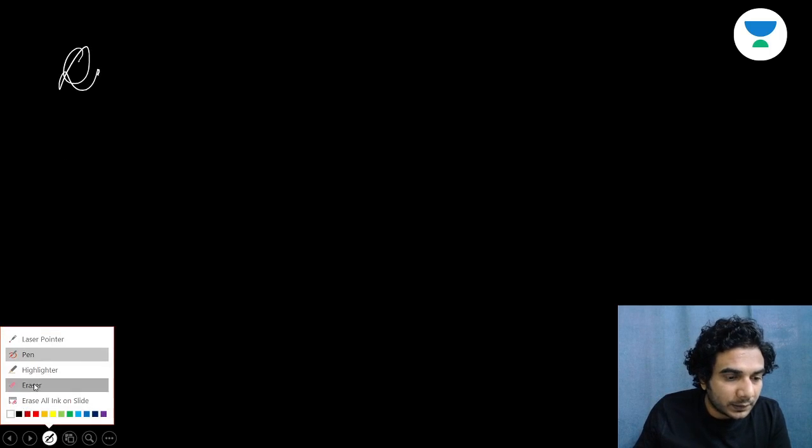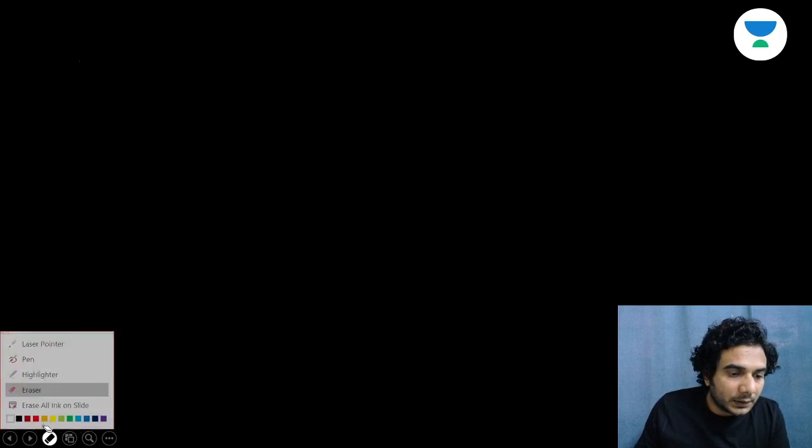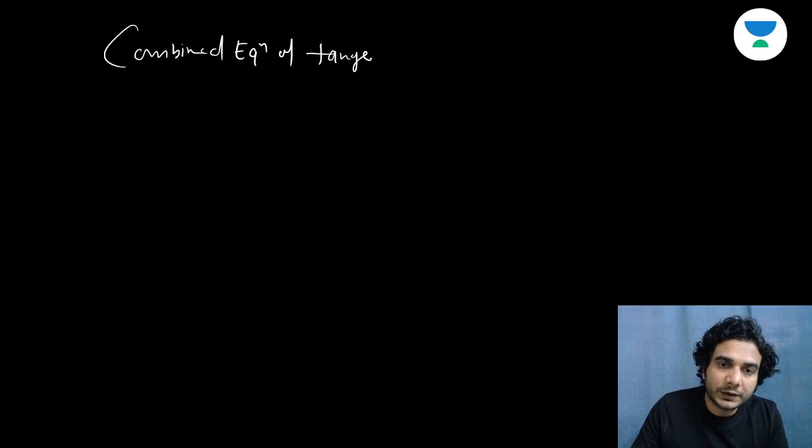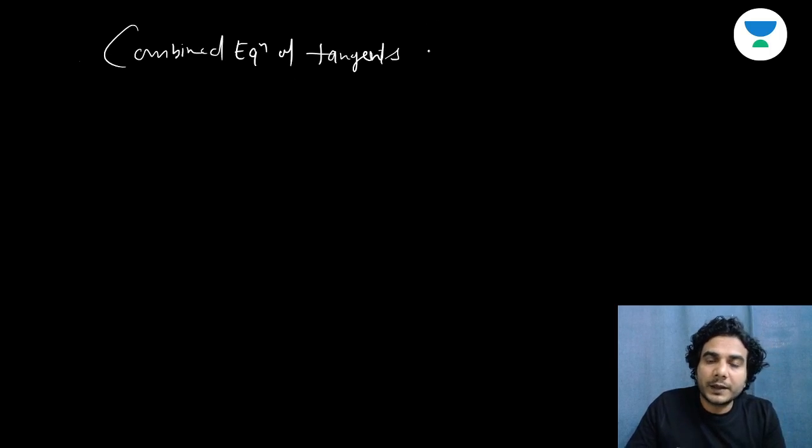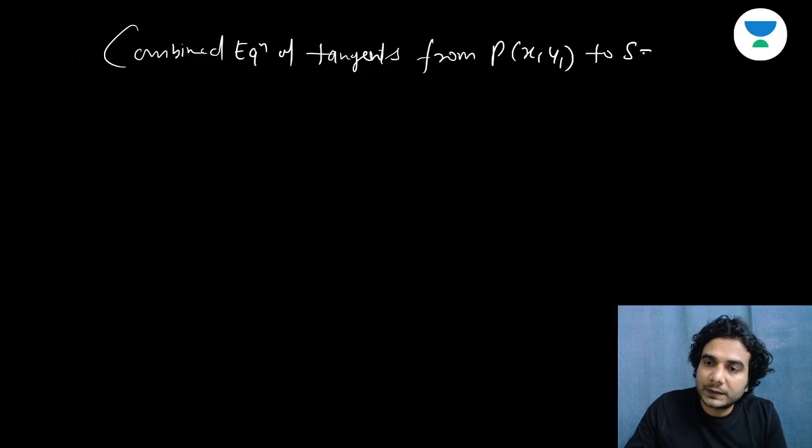Now the last point is the combined equation of tangents. This is also the same for all the curves. Combined equation of tangents from P(x1, y1) to S = 0. Okay, so you need to remember this formula also. So I'm telling you 2-3 formulae which are valid for all the curves, all the conics, all the 2-degree curves.